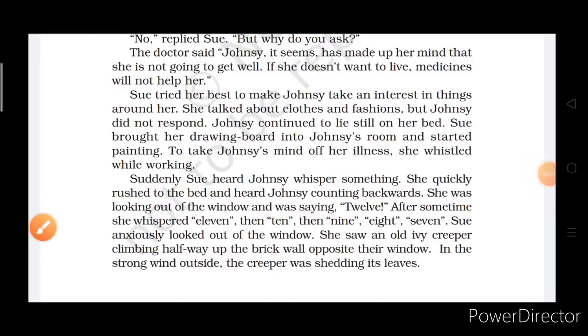Suddenly, Sue heard Johnsy whisper something. Sue quickly rushed to the bed and heard Johnsy counting backwards. She was looking out of the window and was saying 12. After some time, she whispered 11, then 10, then 9, 8, 7. Sue anxiously looked out of the window. She saw an old ivy creeper climbing halfway up the brick wall opposite their window. In the strong wind outside, the creeper was shedding its leaves.